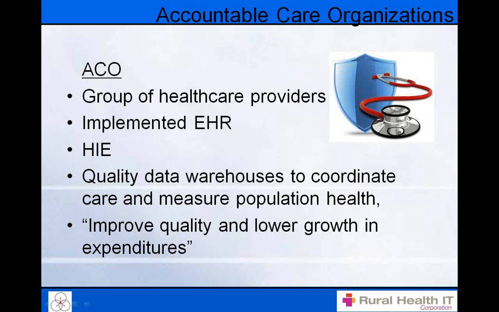One of the things you've got to have to get started with an ACO is at least 5,000 Medicare recipients, and so particularly in rural areas, you're talking about a large geographic area. You must have implemented an electronic health record. The regulations currently state it has to be at least 50%. Obviously, we think that needs to be 100%.